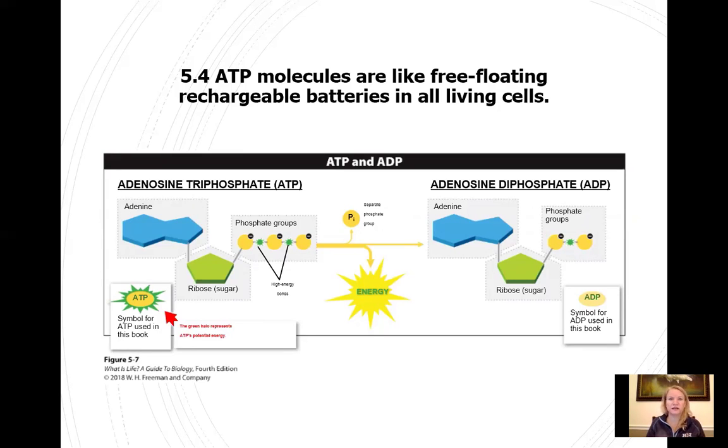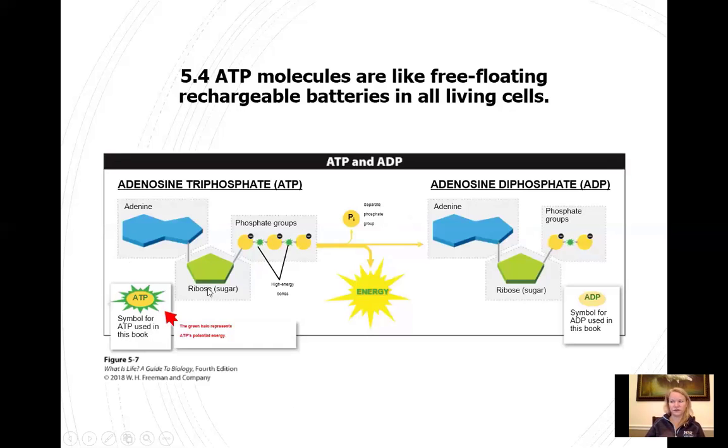So if it comes apart, it's going to give us a lot of energy. And when that breaks off and gives us that energy, then you have this adenosine diphosphate. So diphosphate, and di means 2. So that's how you know there's just 2 phosphates left. So really, the whole system of energy is building and breaking down this molecule, right? Building it to store the energy, and then we utilize it, we break it down to release the energy.